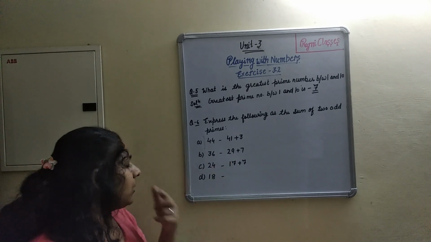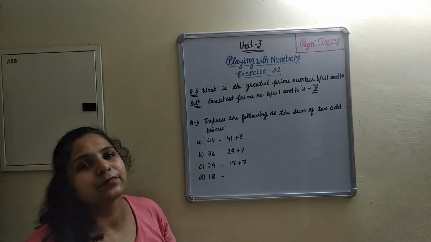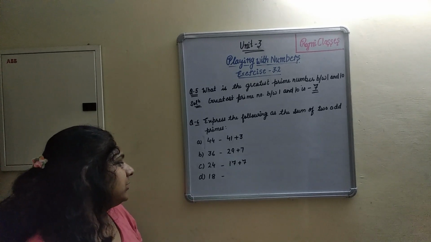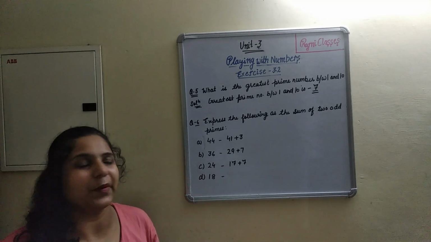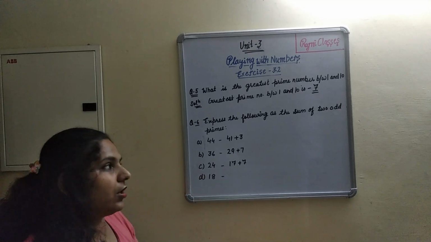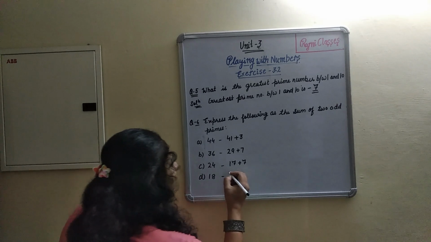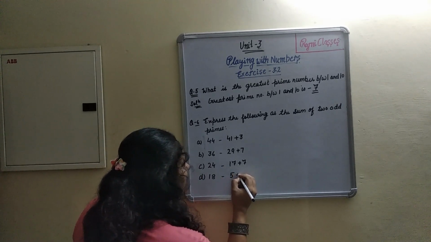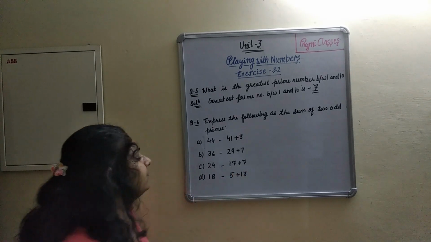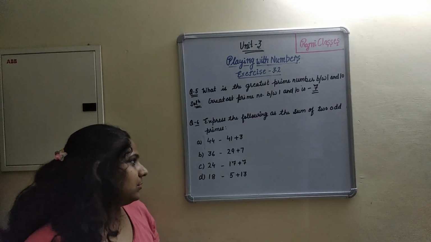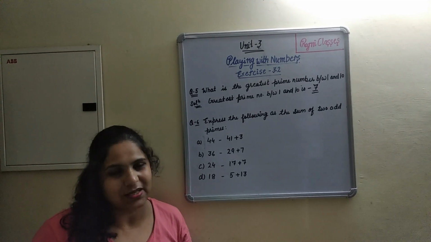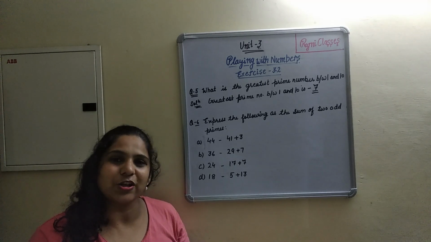So just think about another one, that is, you can take 17, but 1 is not a prime number. You can take another one, that is 5 plus 13. Okay? And it completes your question number 6. Now come on to question number 7.